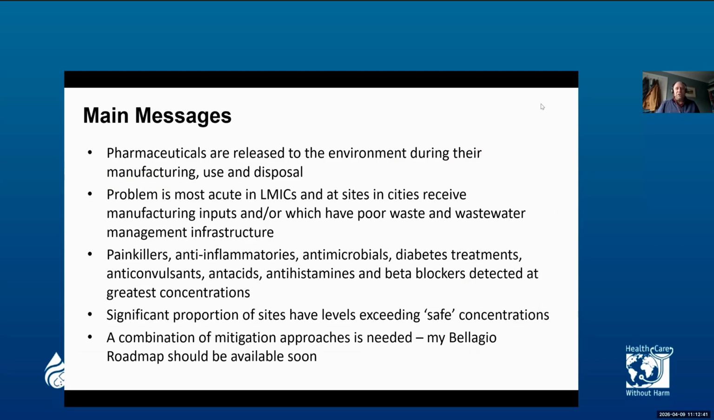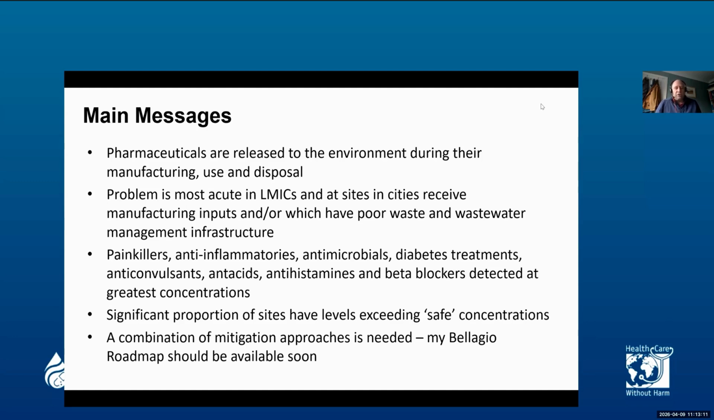So just to finish then, I think I've got about 20 seconds left. Hopefully what I've shown you is that pharmaceuticals are released to the environment during their manufacturing, use and disposal. Their occurrence is widespread. The problem is most acute in low and middle income countries, and it's typically at sites in cities that receive manufacturing inputs or which have poor waste and wastewater management infrastructure.